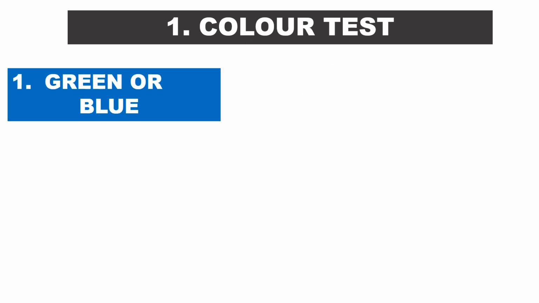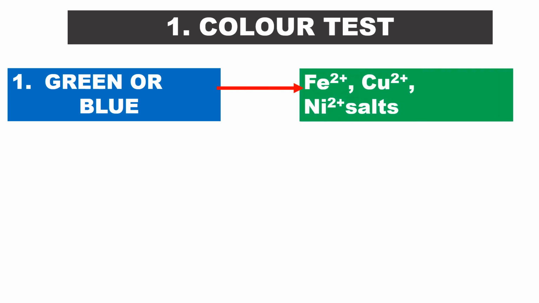Now let us see two tests. The first one is the color test. Whenever you are given a salt, you look at the color first. What is the color of the salt? You will get an idea. If it is green or blue in color, then it may be a ferrous or copper salt. Copper sulfate, for example, is blue in color, and nickel sulfate is green in color.